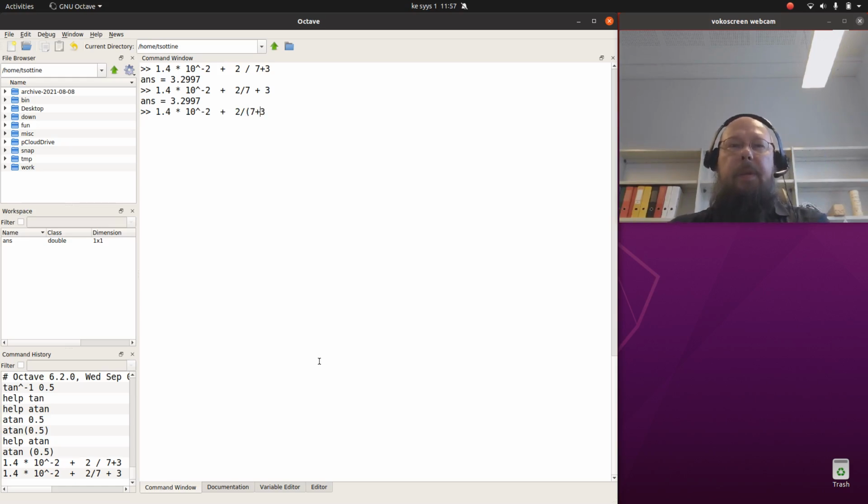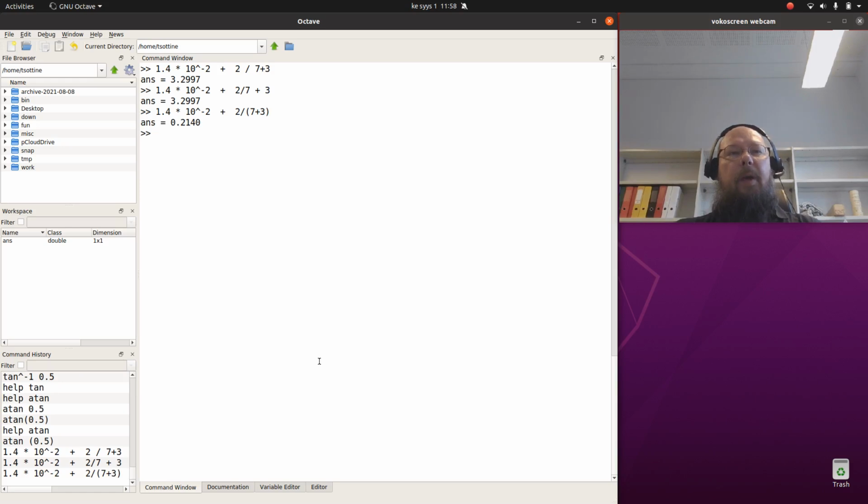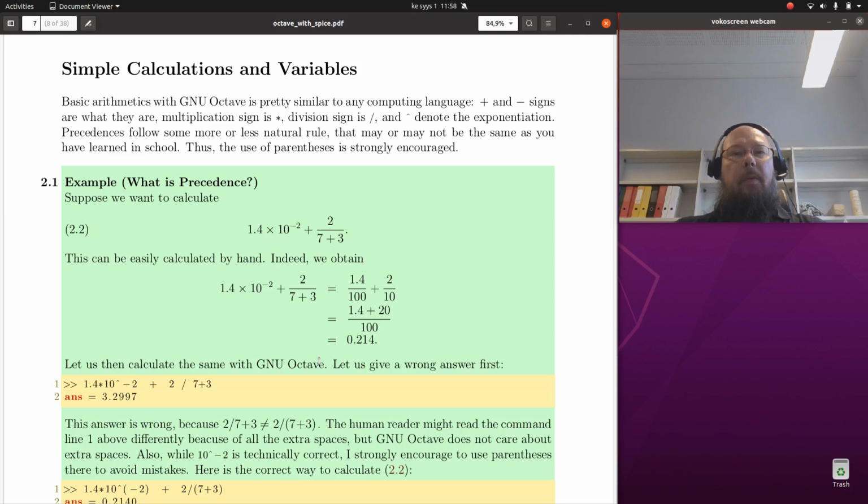Sorry about this. And let's see what happens now. And now it says it's 0.214, which is the correct answer. So this was just to explain to you that you should use parentheses.